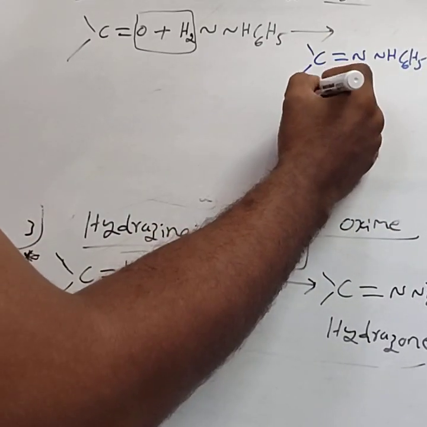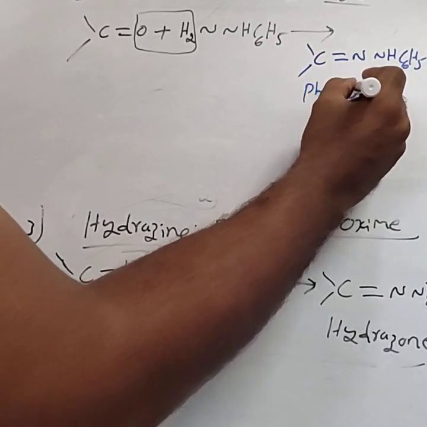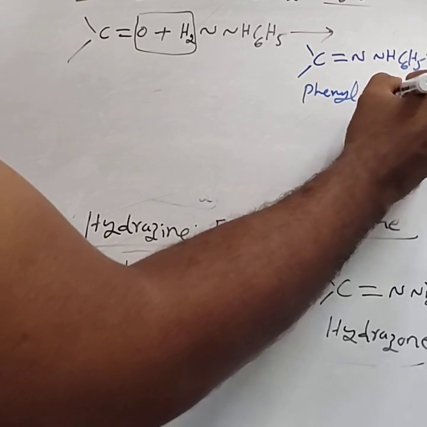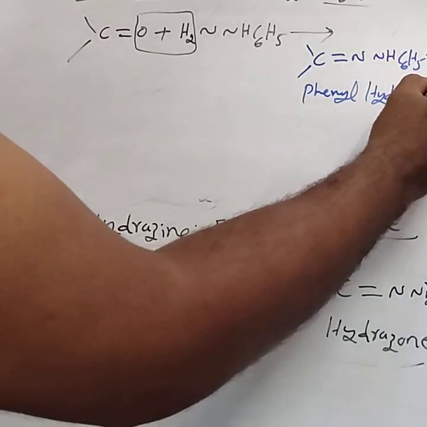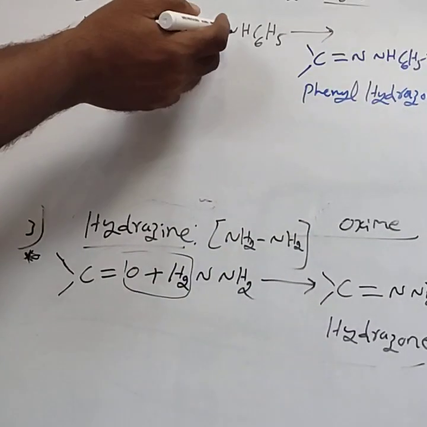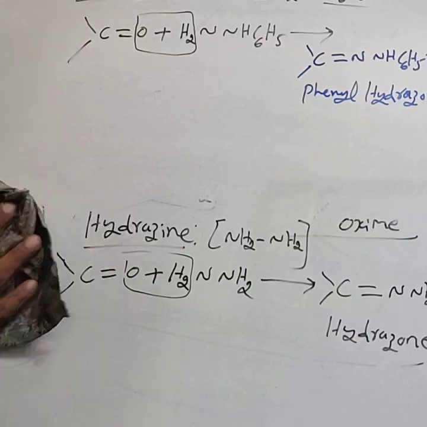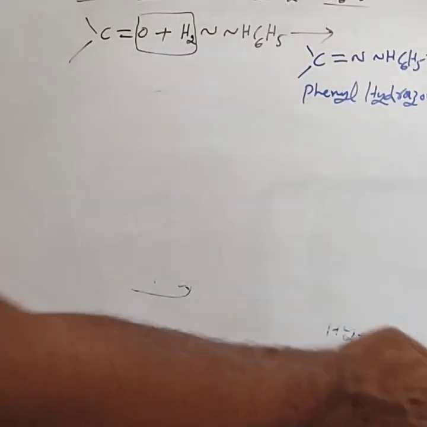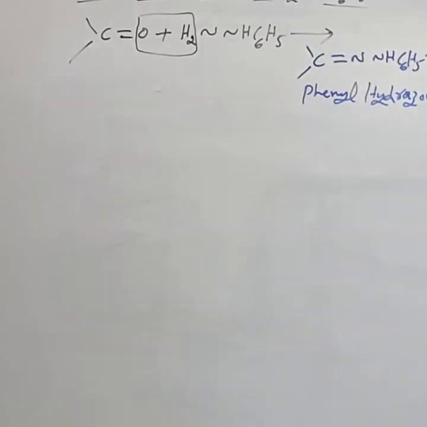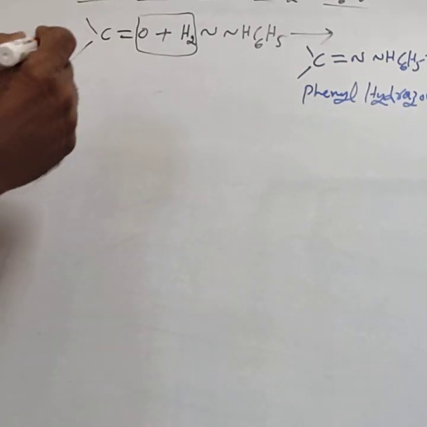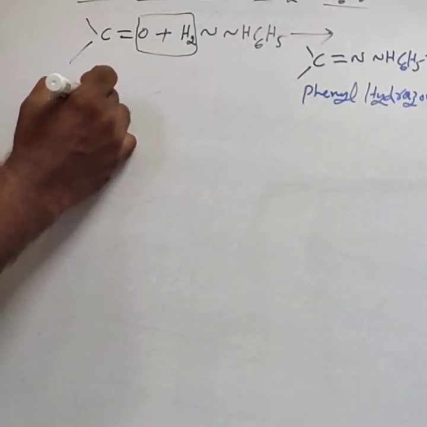This is called phenylhydrazone. With phenylhydrazine, the corresponding phenylhydrazone is formed. This is the next addition reaction or condensation reaction. Next one will be semicarbazide.